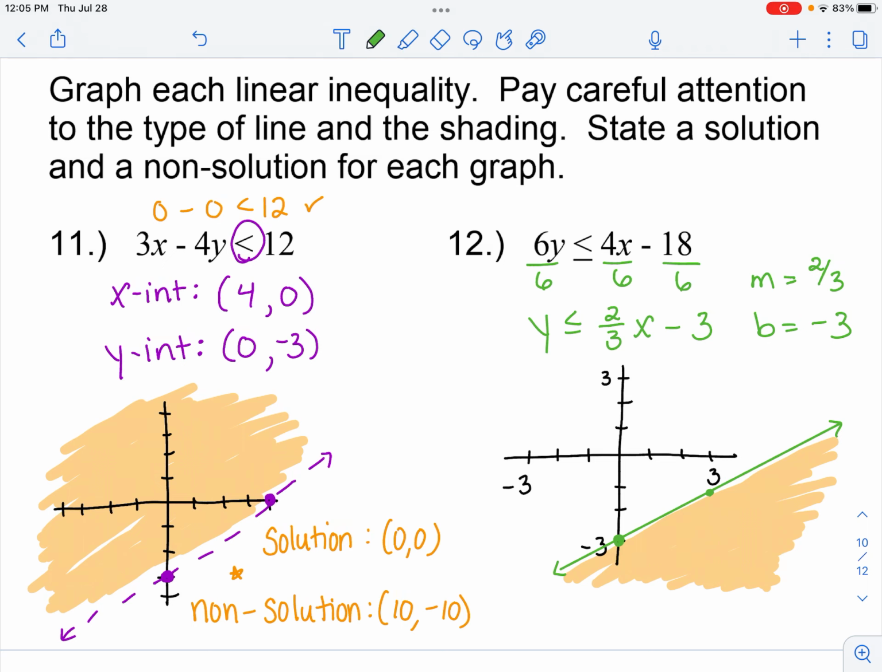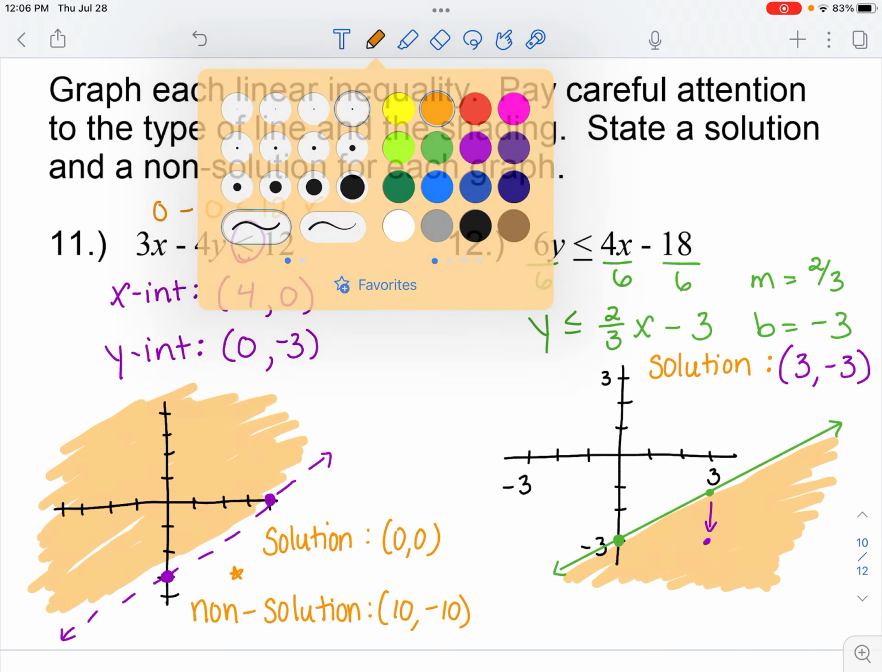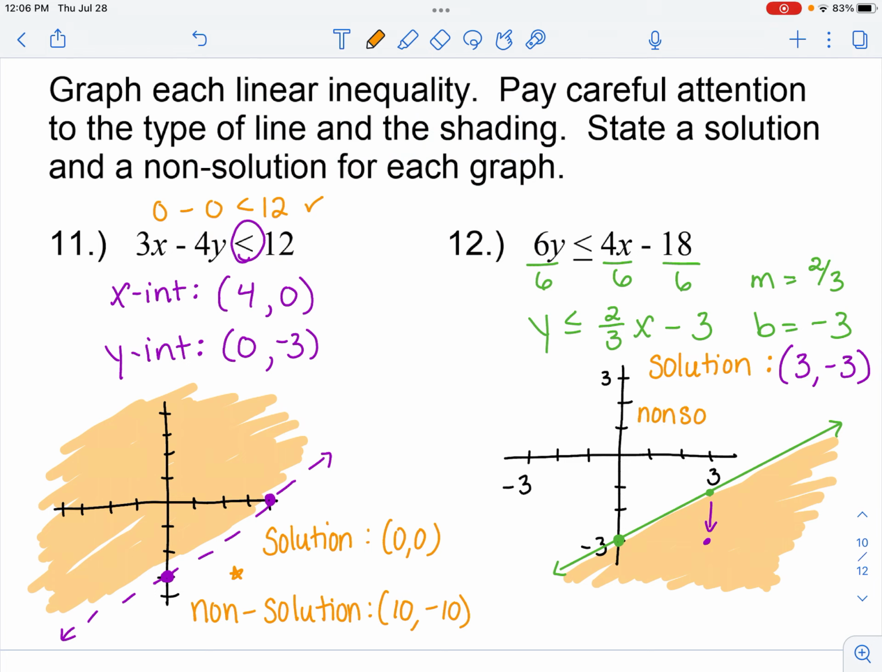All right. So then when it comes to a solution and a non-solution, okay, a solution could be any point on the line or any point in the shaded area. So I'm going to go maybe, what do we see here? I'm going to go straight down. So that solution could be (3, -3). And then for a non-solution, I'm going to go with the origin (0, 0) as a non-solution, okay? So that's how we deal with inequalities.